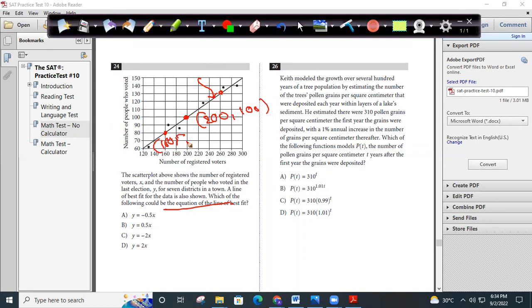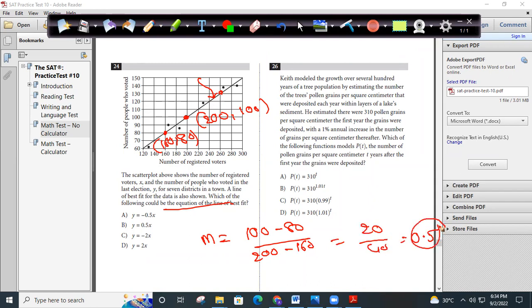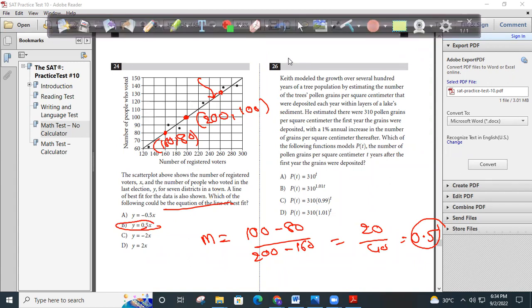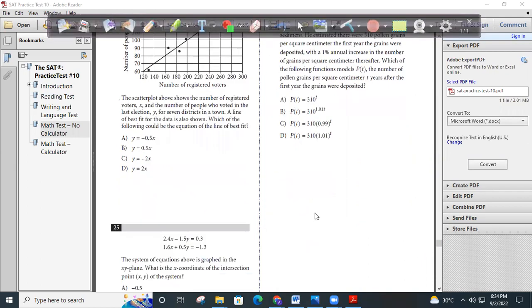Take any 2 points; that is what I told you. The slope of a line always remains constant. Then find the slope. Slope is (100 minus 80) by (200 minus 160), so 20 by 40, which is 1 by 2, or 0.5. So there is only one line with a slope of 0.5. So B for Bangalore is the answer. Very good. Excellent. All good.